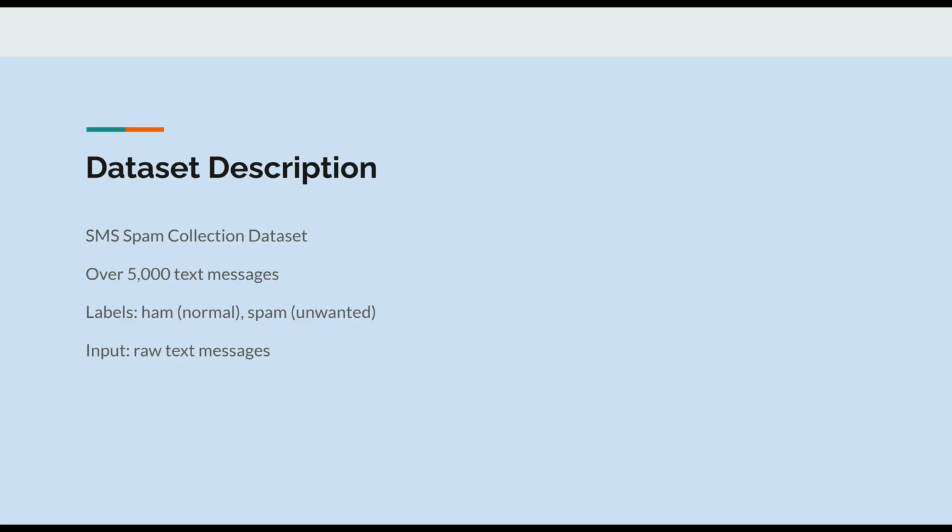I used the SMS spam collection data set. It has a little over 5,000 text messages, and each message was labeled either ham, which means it's a normal message, or spam, which means it was suspicious. The nice thing was that the data set was already labeled clearly, and the messages are short and simple. Short messages actually make the problem a little harder, but they also make the project really manageable. So I decided that was fine.